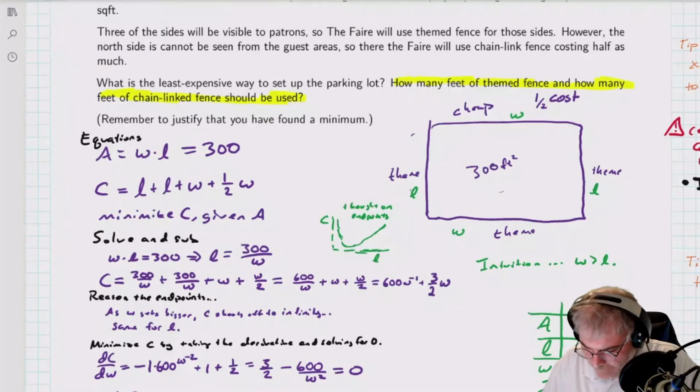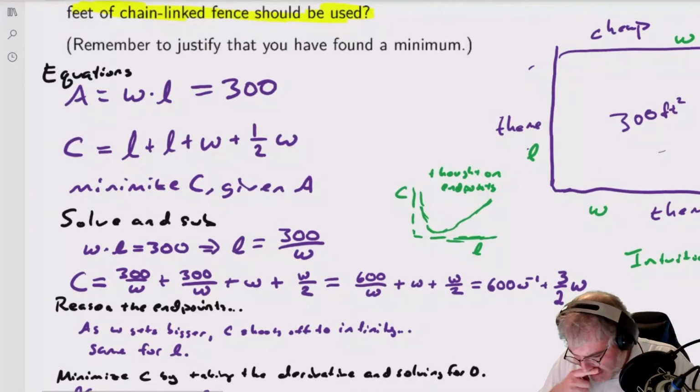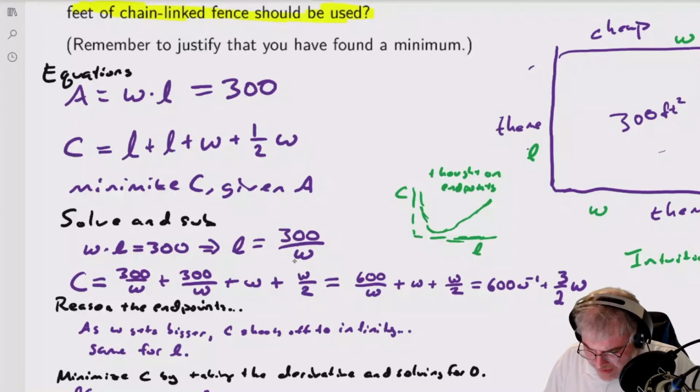Okay. All right, so what I did was I kind of just solved and subbed. I'm minimizing C given A. So I took my production, right? This was the thing that was fixed. And I subbed in here to solve for one of the variables. And then I took this and I plugged it in here to get one big equation to take the derivative of. Okay? And then I want to kind of reason about the endpoints.